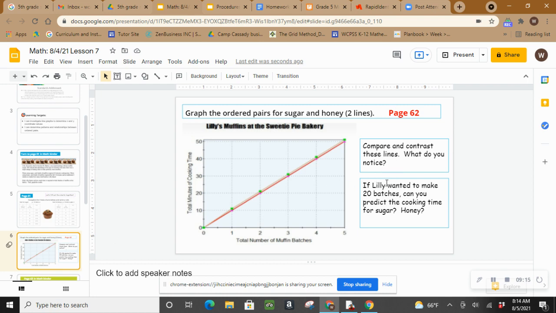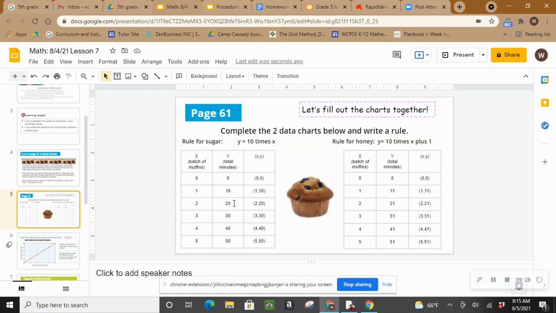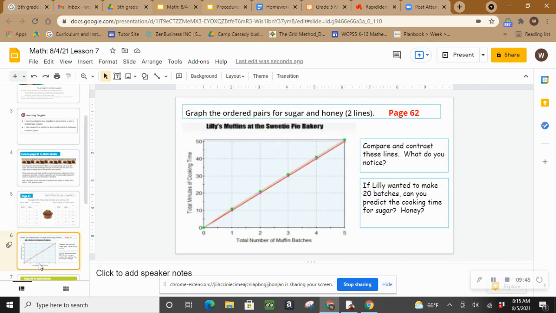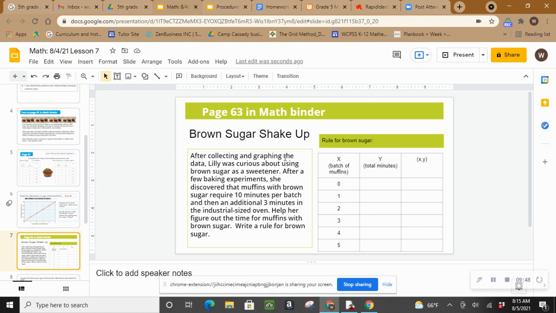Tell me what you notice. And then if she wanted to make 20 batches, can you predict the cooking time? All right. So we went all the way. If we look at the rule, if she wanted to make 20, the rule is 10 times x. So 10 times 20 equals what? And then that's for sugar. Then honey is 10 times x plus 1. All right. So see if you can answer those. All right. Then you're going to page 63 to fill this out.